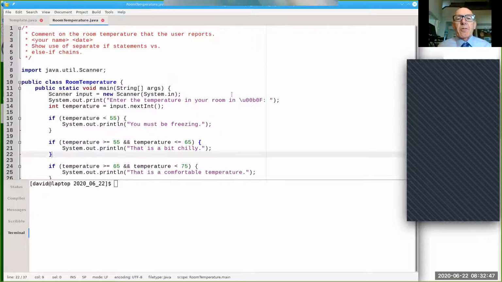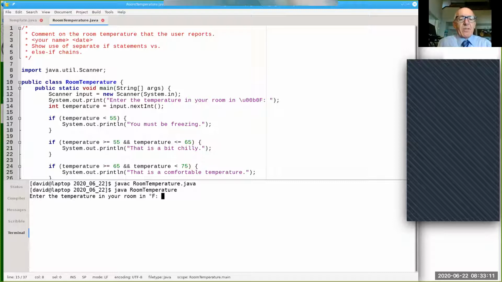Oh, by the way, for those of you who are wondering what this ° is, we're going to talk about characters and strings later today. It turns out that's the degree symbol. Let me compile this. And so the temperature is, let's say, 74 degrees. It seems to work okay.